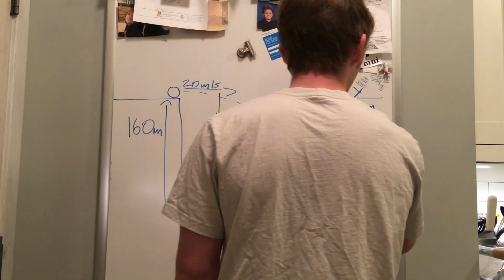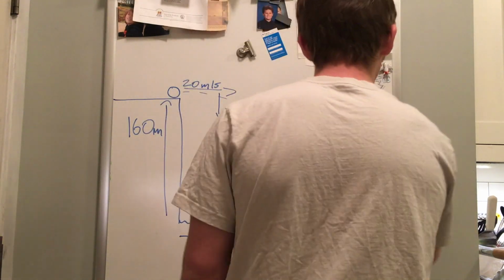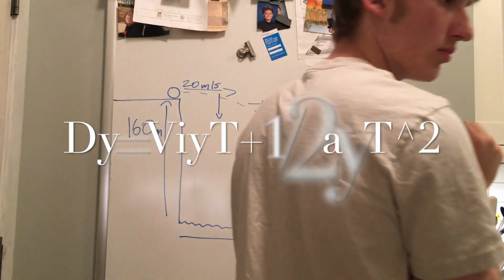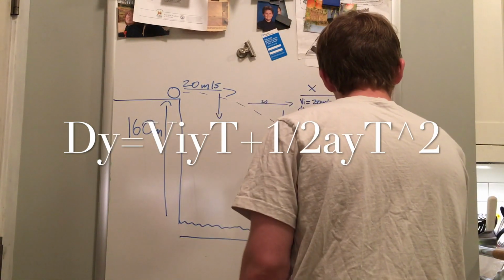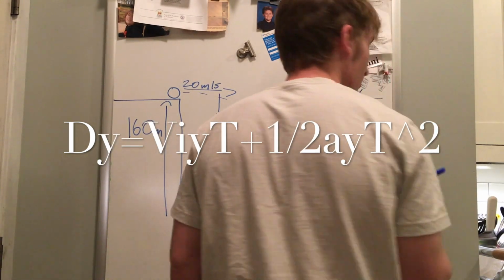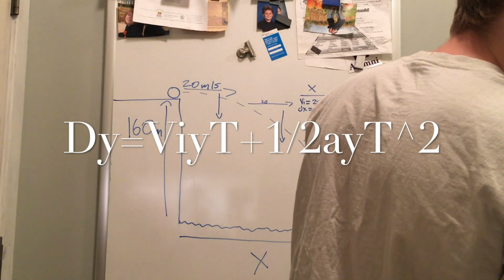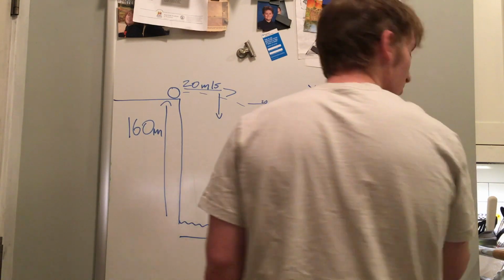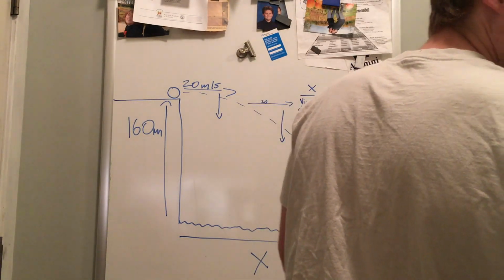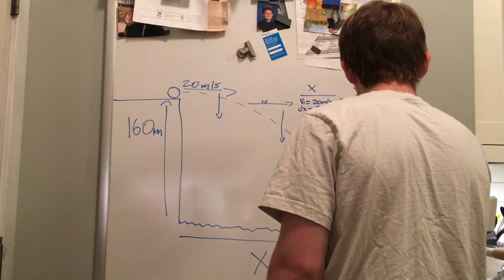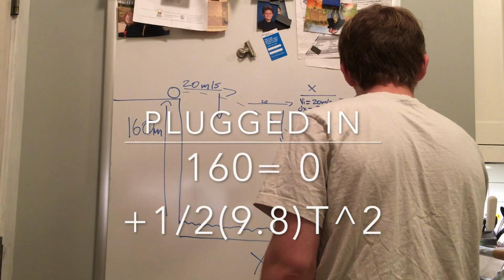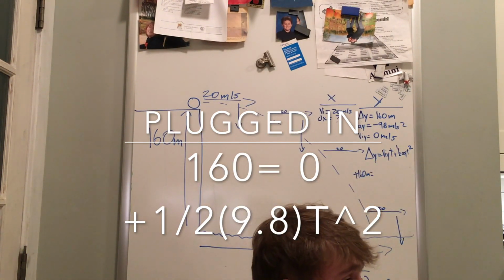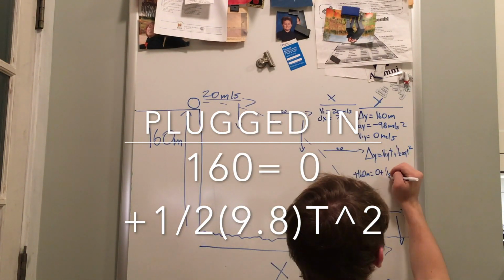As you can see, we have several points for the y, so we're going to use these points to solve the time it takes for the ball to hit the ground using the equation delta y equals the velocity initial of the y times time plus half times the acceleration of the y times time squared, which will be 160 equals 0 plus half times 9.8 times t squared, which I will have written on the screen.